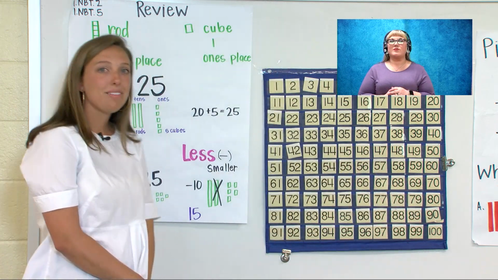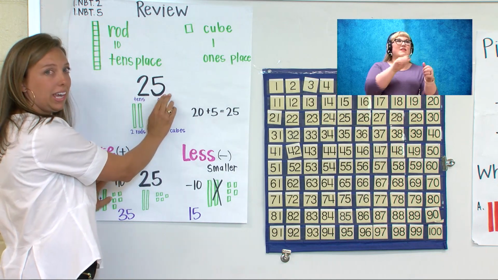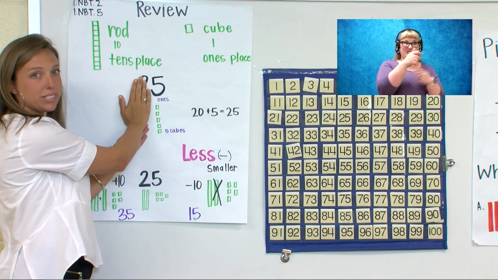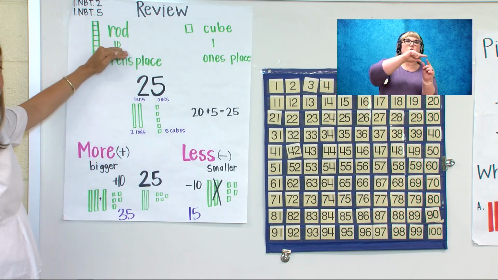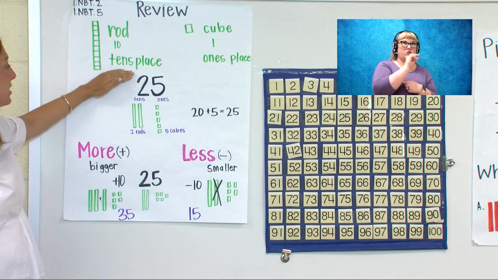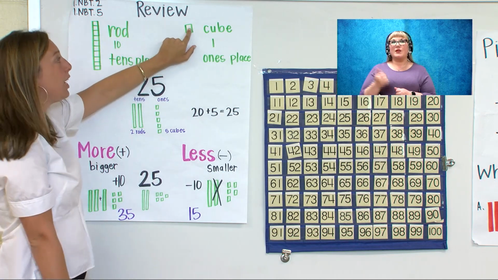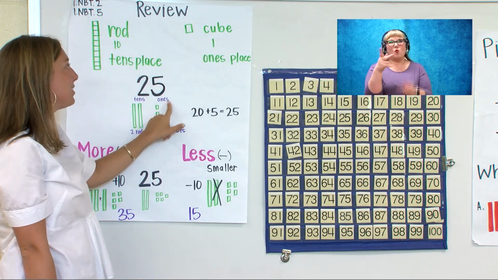So when we have a 2-digit number, we have a tens place and a ones place. When we have a tens place, they're represented by a rod. A rod is made up of 10, and it takes the place of the tens. We also have a cube. A cube stands for 1 and holds the ones place.